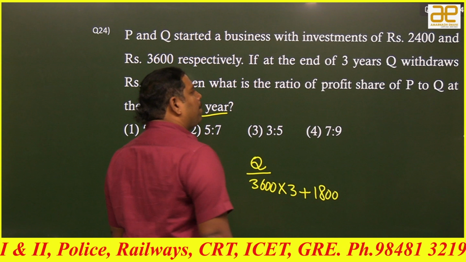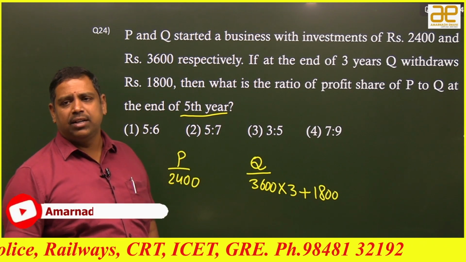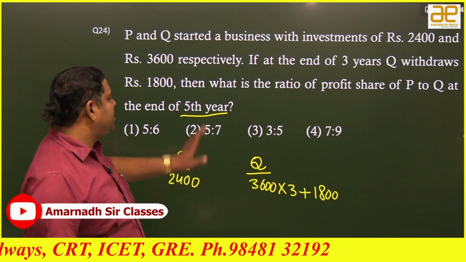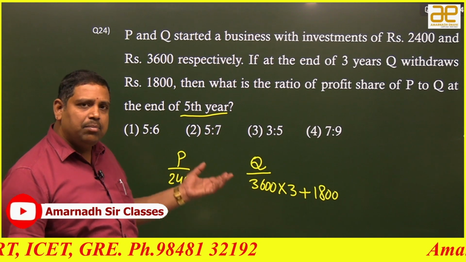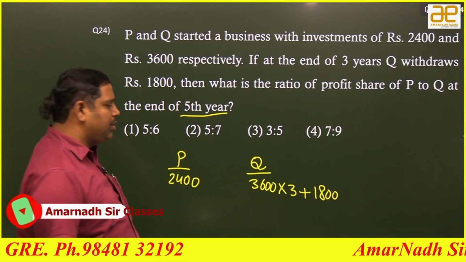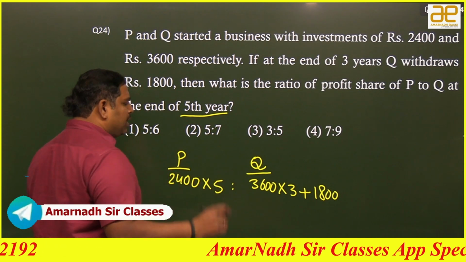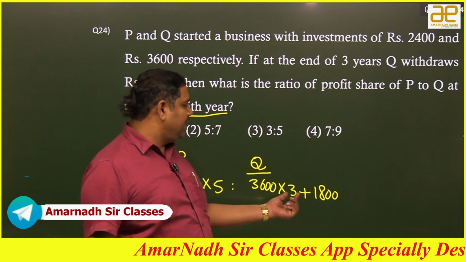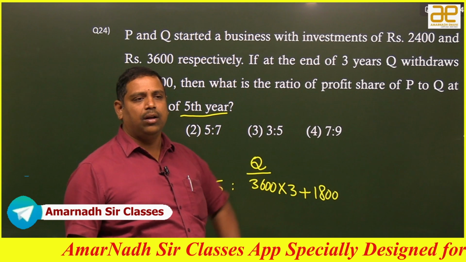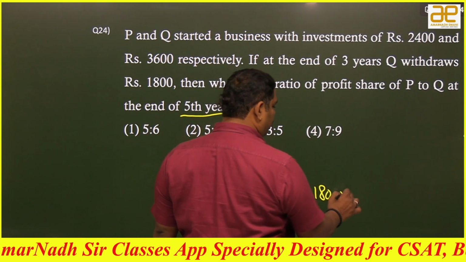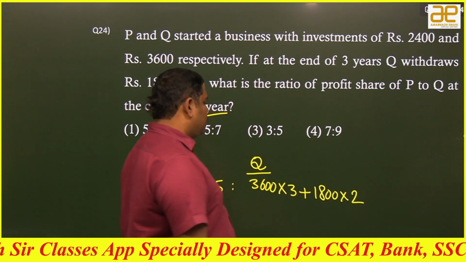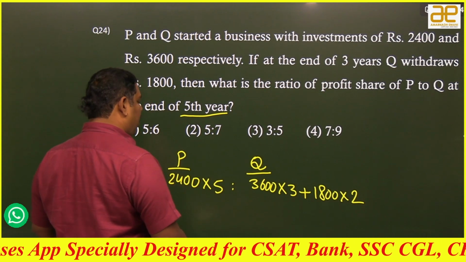Okay. Now we have to work out the time periods, right? So total business ran for 5 years. P is in the business from the starting till the end. So it is 5. And coming to Q, out of 5 years, this is 3 years, means the next is 2 years. Okay. 2 years means into 2. Okay. So if we simplify, what happens?